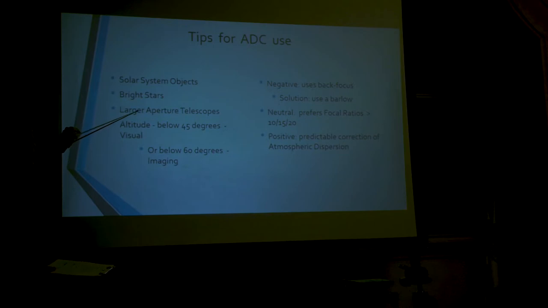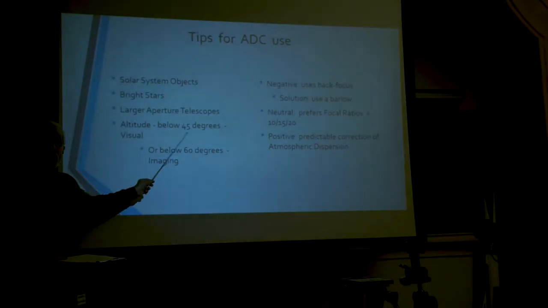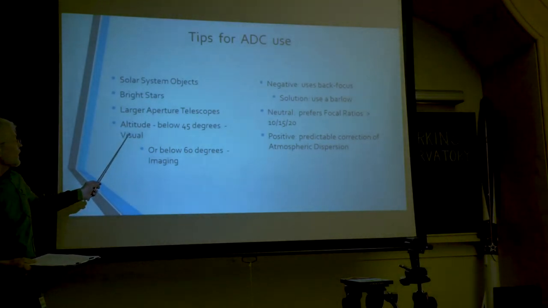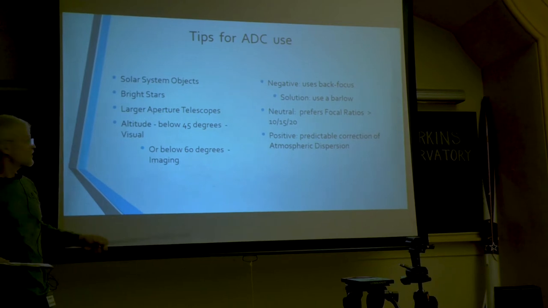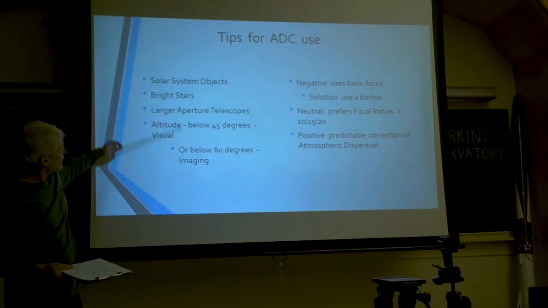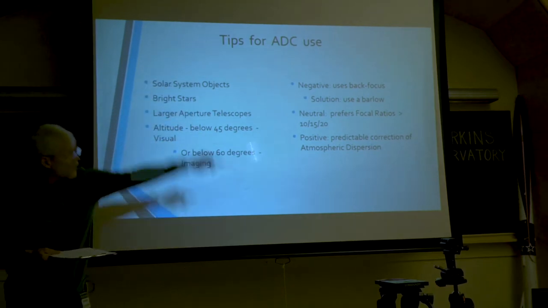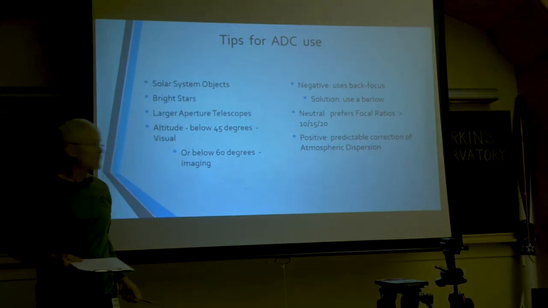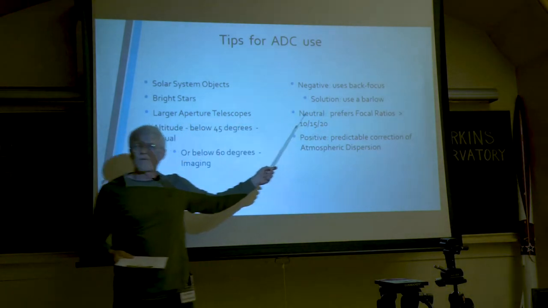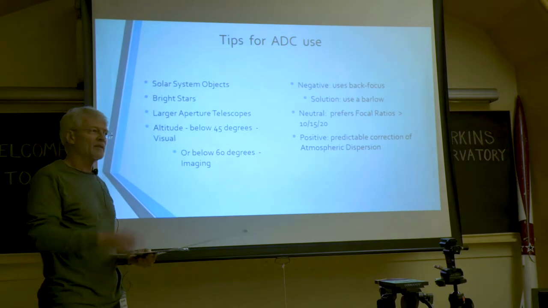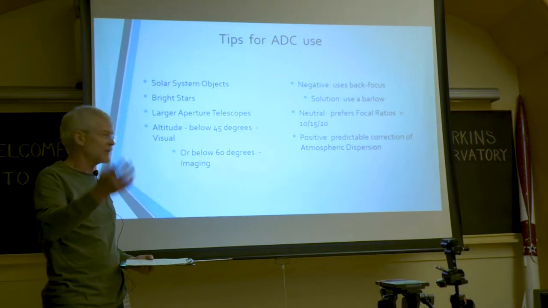Solar system objects, bright stars, larger aperture telescopes, altitude, for visual, usually below 45 degrees. Anything below that, you're going to notice the difference with a larger telescope. Once again, larger aperture telescopes. For imaging, anything below 60 degrees, all the way up there, it's going to make a difference. What's the problem with it? Some bad focus. It's a piece of equipment with some glass, and it could be an inch and a half, or it could be close to 2 inches.